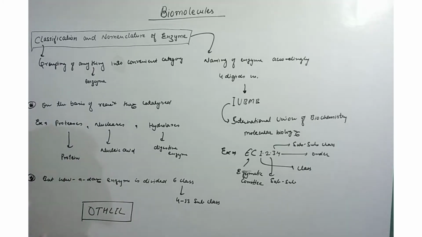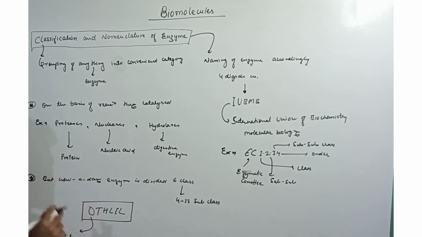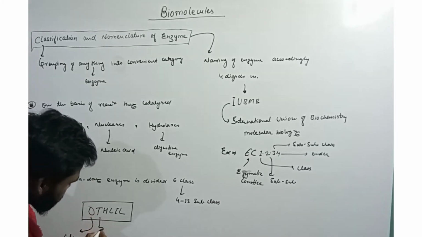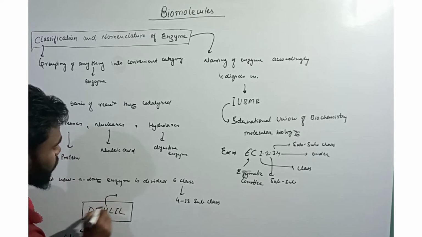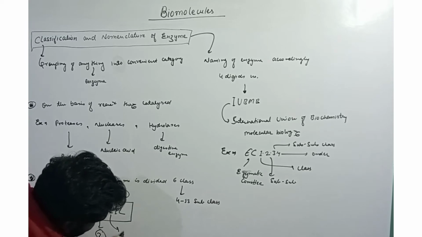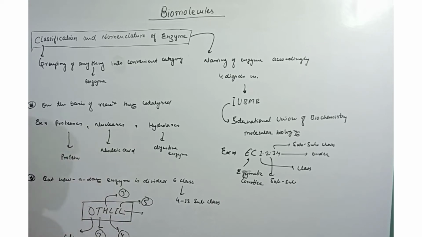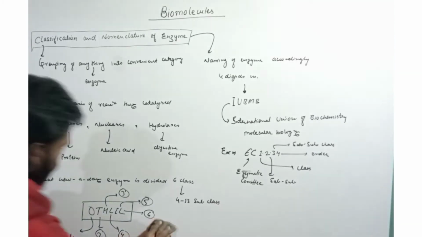O stands for oxidoreductase, which is class 1. The second class is transferase. The third class is hydrolase. Then lyases will be the 4th class, then isomerases is the 5th class, and the last one, ligases, is the 6th class. Now let's see the detailed account of these 6 classes.